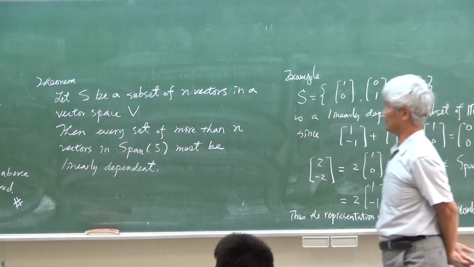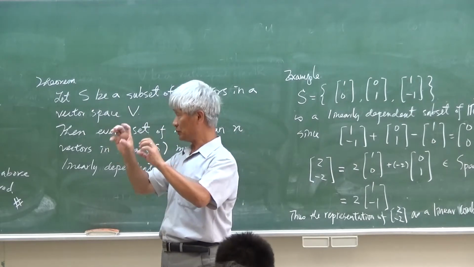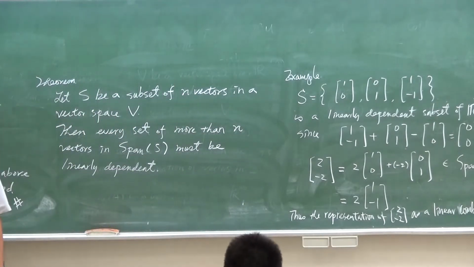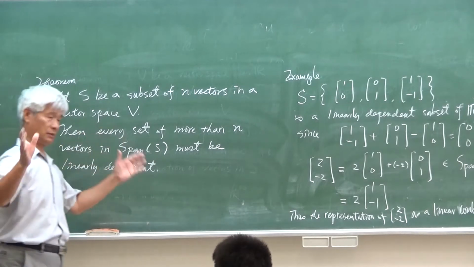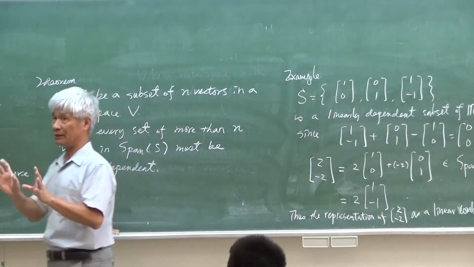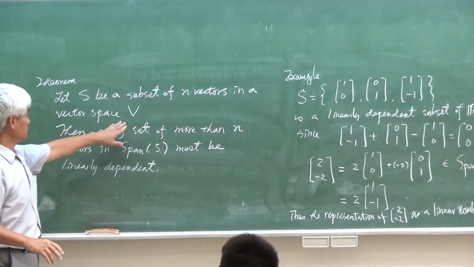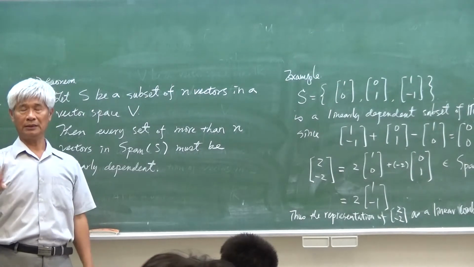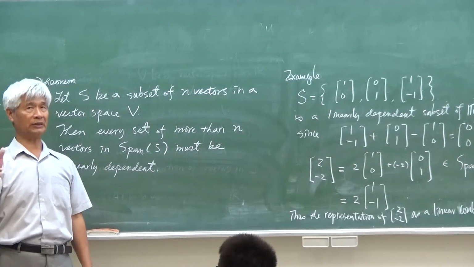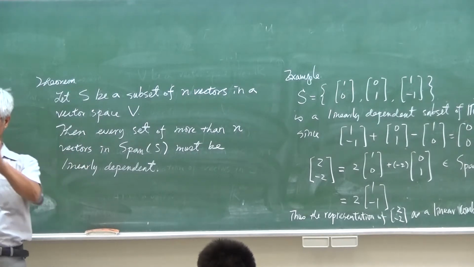So this theorem has a usage. Suppose from a vector space, you want to select 5 vectors to form a set, and you want this set of 5 vectors to be linearly dependent. This is your purpose. Then you can select, for example, just 2, 3 or 4 vectors, anyway. For example, you take 3 vectors from V.